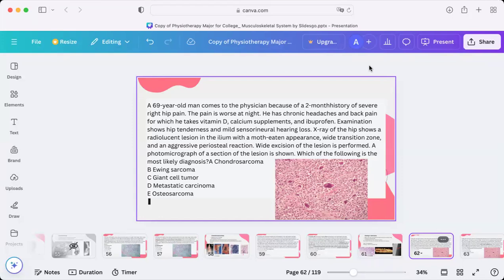X-ray of the hip shows a radiolucent lesion in the ilium with a moth-eaten appearance and a wide transition zone, and an aggressive periosteal reaction. Wide excision of the lesion is performed. A photomicrograph of the section is shown. Which of the following is the likely diagnosis? I like how you're thinking. So we have chondrosarcoma, Ewing sarcoma, giant cell tumor, metastatic carcinoma, or osteosarcoma.